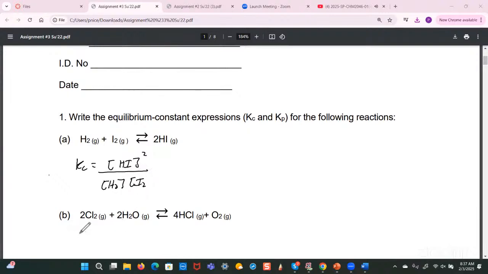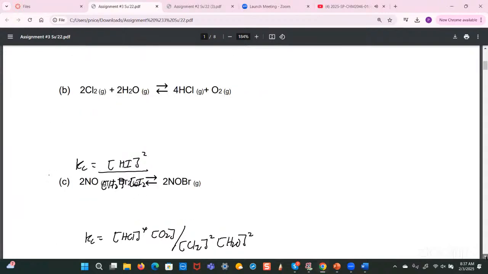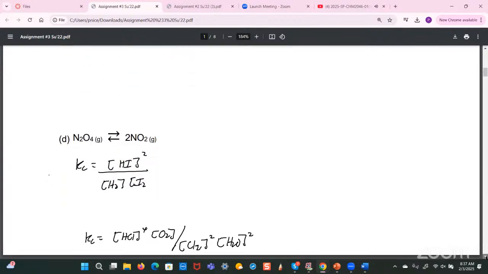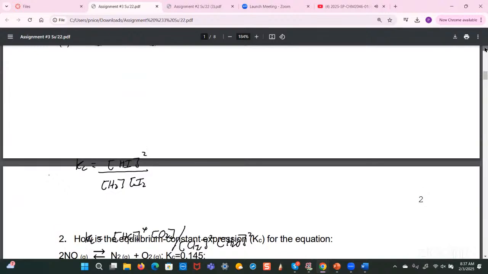Okay, what about B? Kc would be equal to the concentration of HCl raised to the 4th times the concentration of O2, divided by the concentration of Cl2 squared times the concentration of H2O squared. Okay, very good. If you understood that, then you should be able to do the others in that section. So work on that, and if you have any questions, feel free to ask. You should be able to do C and D. So do that now.